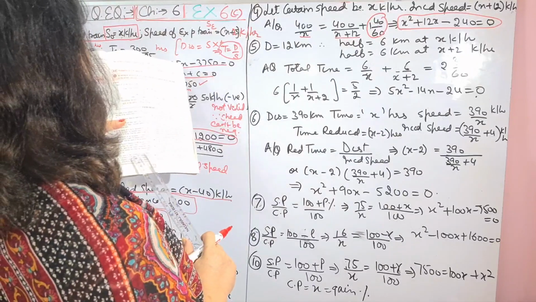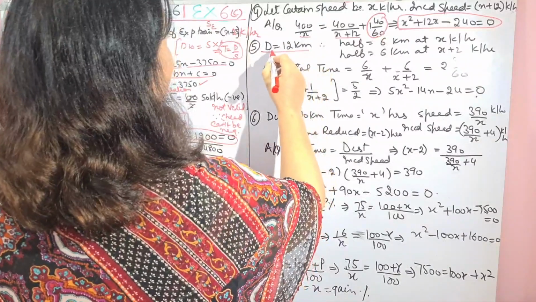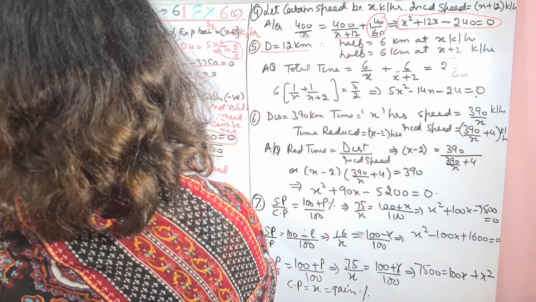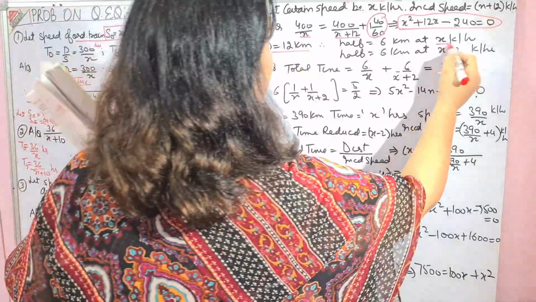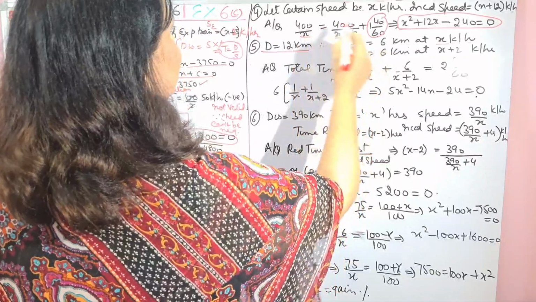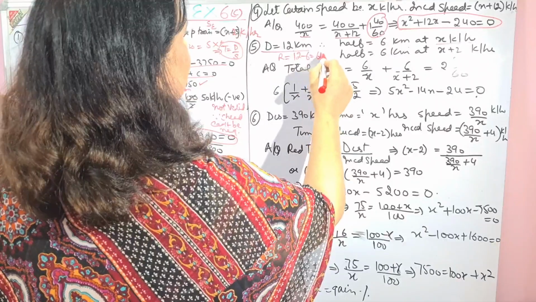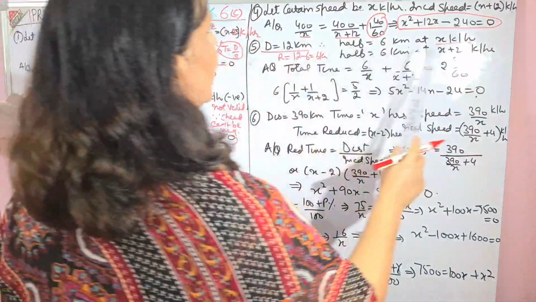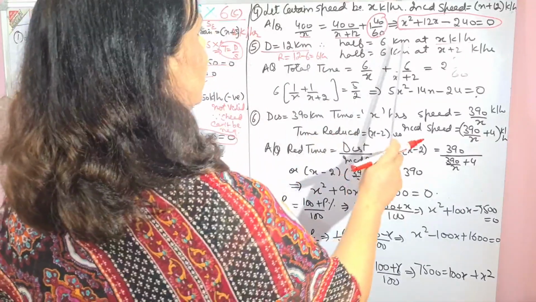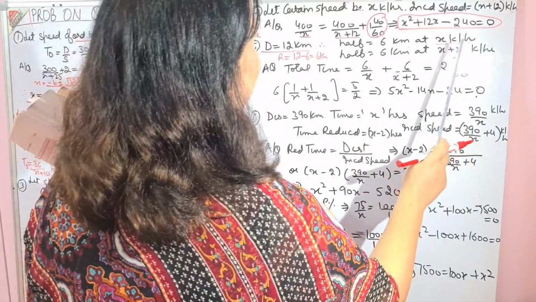A girl goes to her friend's house, which is at a distance of 12 km. So the total distance the girl is going to her friend's house is 12 km. She said that half of the distance is covered at x kilometers per hour. So half of 12 is 6 km, and the remaining distance will be 12 minus 6, that is again 6 km, at x plus 2 kilometers per hour, and together it took 2 hours 30 minutes.